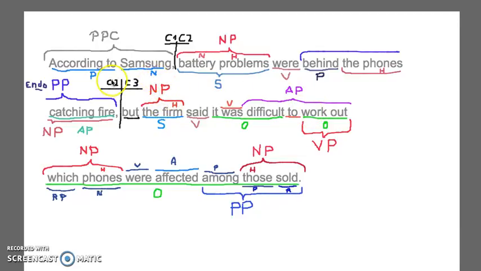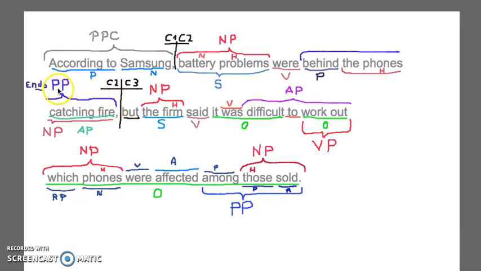Okay, now let's take a look at the phrases. This is a noun phrase, battery problems. Problems is the head word. Battery is a noun that modifies this noun. We have to remember that nouns also modify nouns. Then we have the verb to be, behind the phones catching fire.